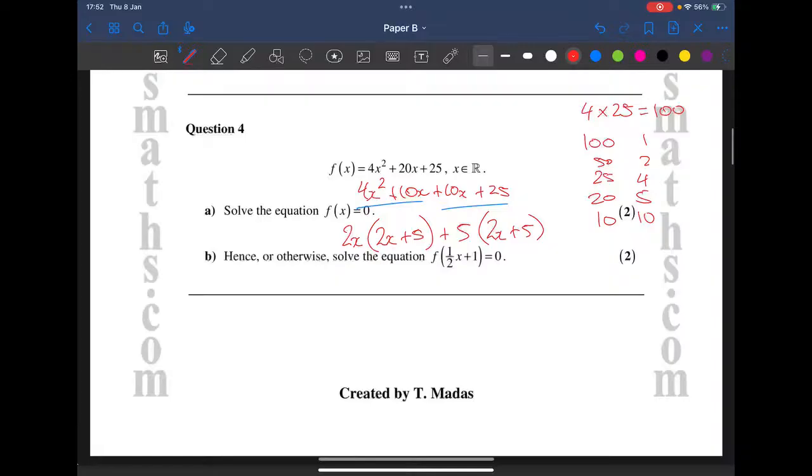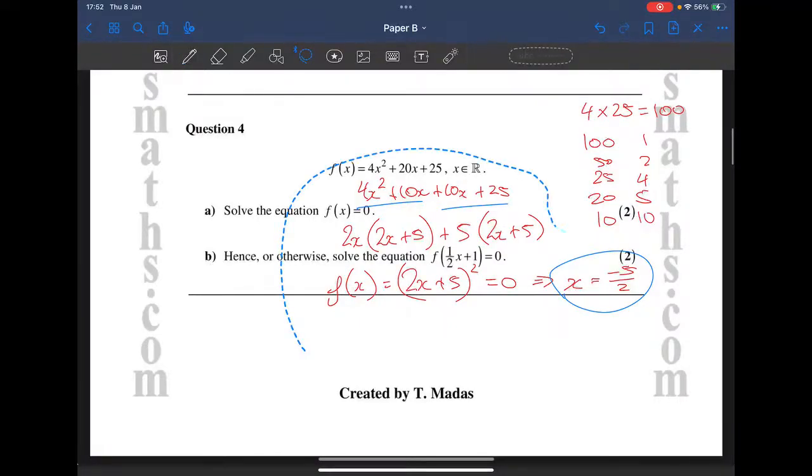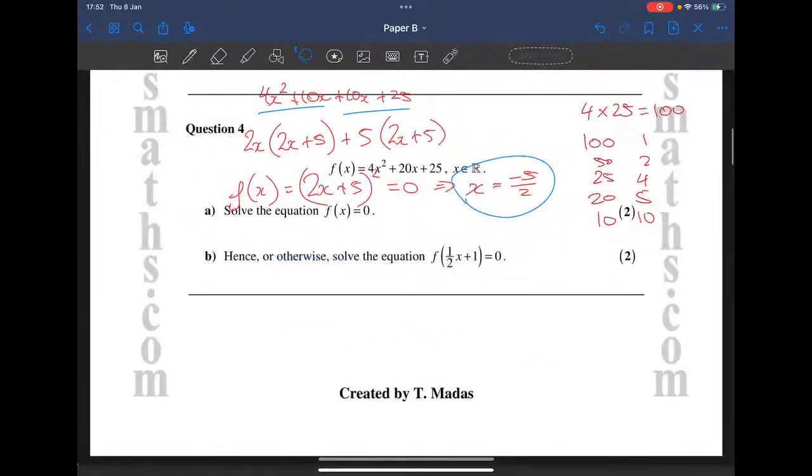This is a square quadratic. So f of x is equal to, I've moved up there, 2x plus 5 all squared. So if that equals 0, we know that whole bracket must equal 0. So x is going to be minus 5 on 2. That's for the first part. I will just move this all up a little bit so we've got some more space.